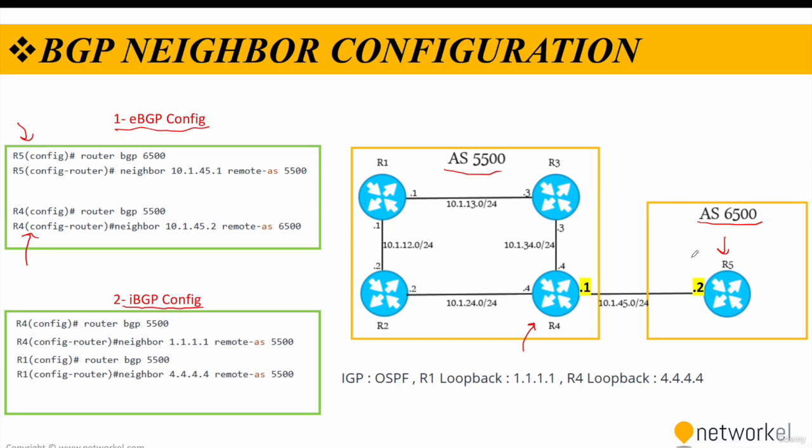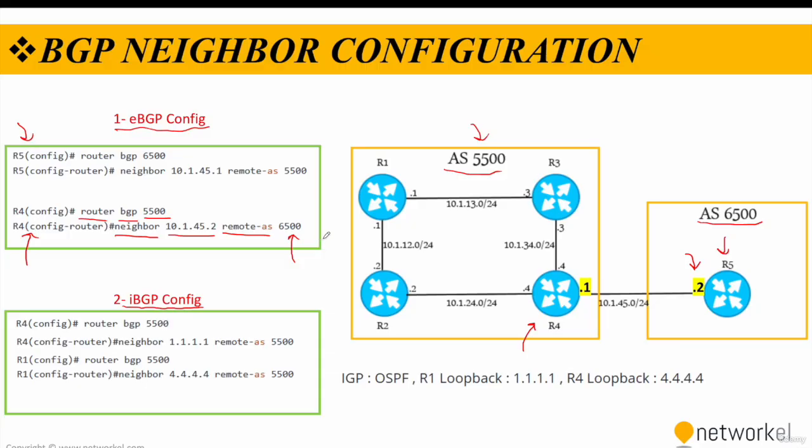So that means I can go ahead and create an eBGP peering between router 4 and router 5. So how am I doing the configuration? Let's look. On router 4, I'm going to router BGP and the AS number of router 4 itself. Then I'm defining my neighbor manually, the neighbor IP address 10.145.2, that is the IP address of router 5's interface. And I'm defining the remote AS, the AS number of router 5.